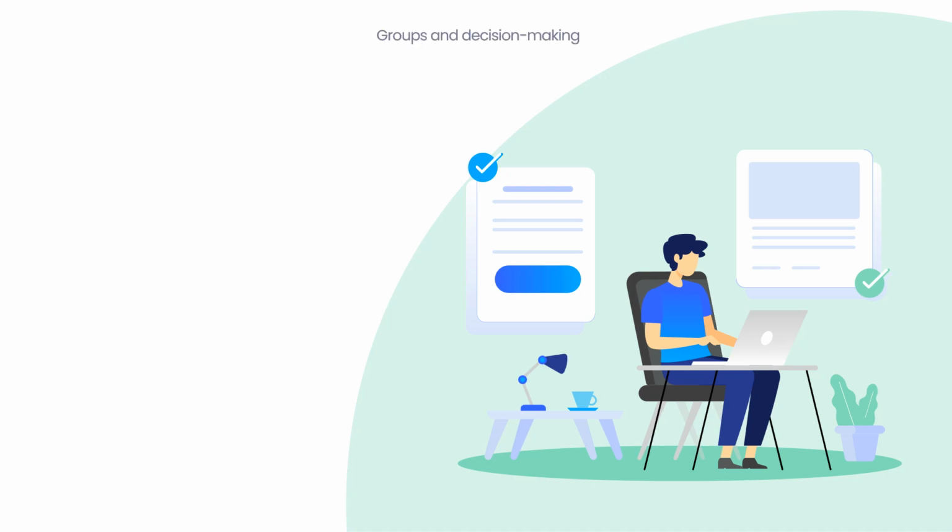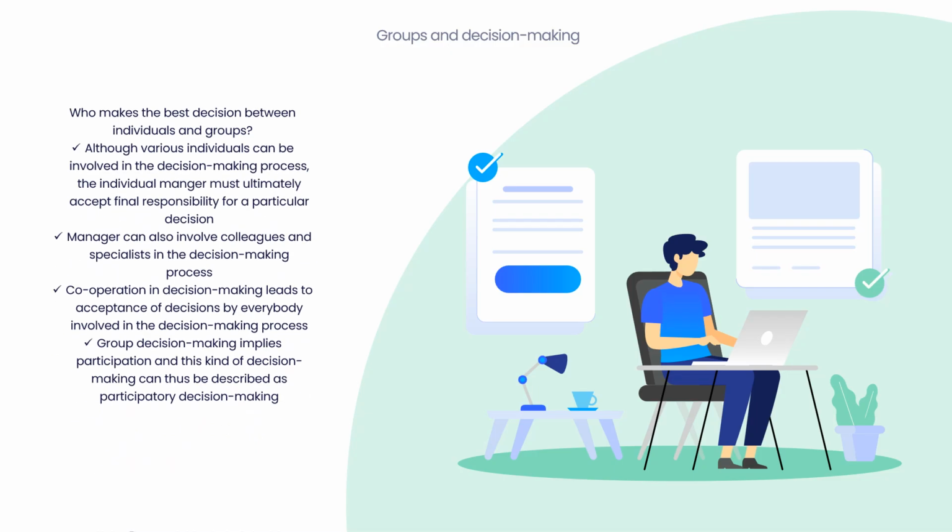Now we are going to talk about decision making by managers. Managers are not working alone, we are working within a team, so we can also have groups making decisions. That's why I'm talking about groups and decision making. Who makes the best decision, individuals or groups? If you are working alone to find a solution and other people are also involved in the same process, although various individuals can be involved in the decision-making process, the individual manager must ultimately accept final responsibility for a particular decision.